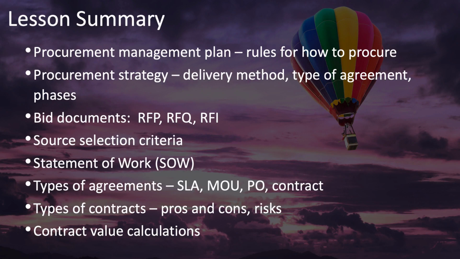Types of agreements include not only contracts, but also service level agreements, memoranda of understanding, memoranda of agreement, and purchase orders. We reviewed several of the different types of contracts and their variations, including variations on fixed price, cost reimbursable, and time and materials contracts. And we went over how to calculate the value of a fixed price incentive fee contract and how to calculate the point of total assumption.